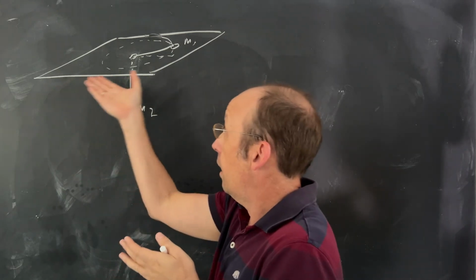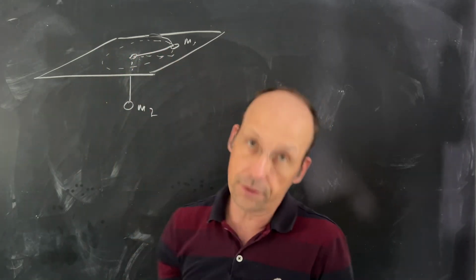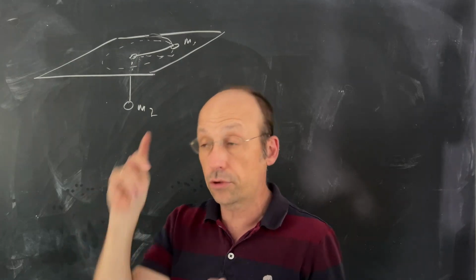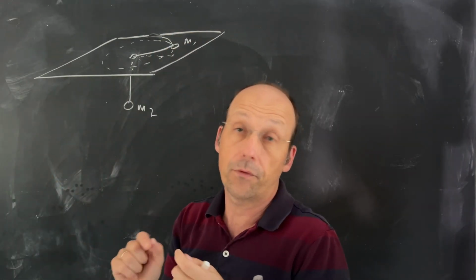I have a table, and there's a hole in the middle, and it's a frictionless table. Of course, we always have frictionless tables. You can get frictionless tables at the physics store. Just order them from the physics store.